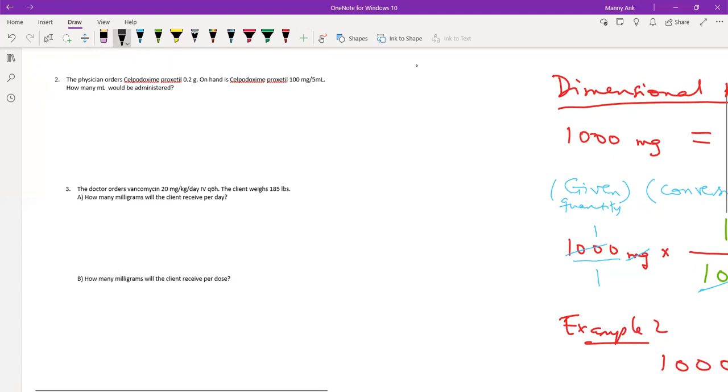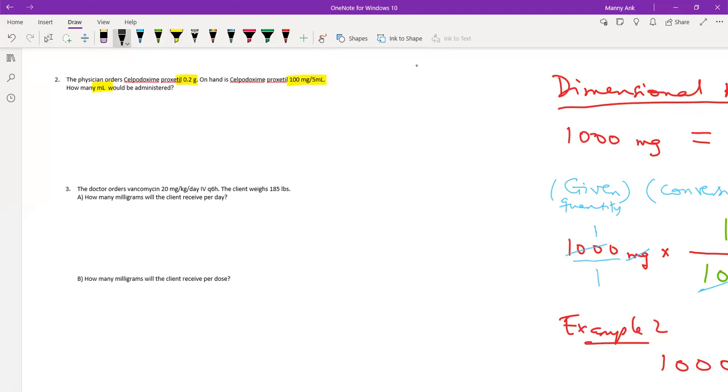So let's look at the highlights of this question. The physician orders 0.2 grams of the medication, so I'm going to highlight that. That is going to be the given. And then on hand is 100 milligrams per 5 ml. And I want to find out how many ml will be administered.